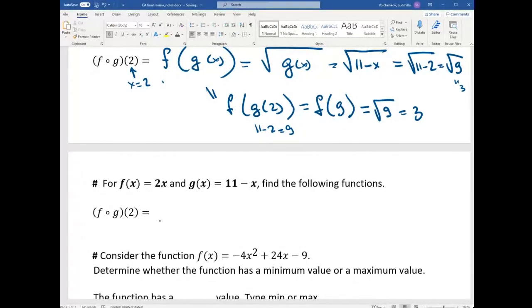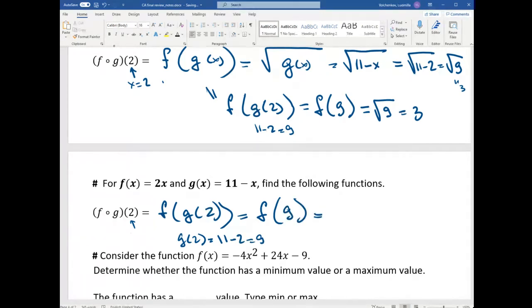Okay, and another variation of the same problem when the function f of x is not a root, but just a product. So f circle g means the same f of g of x or f of g of 2. So we first substitute the given number 2 into the inside function. g of 2, 11 minus 2 is 9. And then we find f of 9. 2 times 9 is 18.